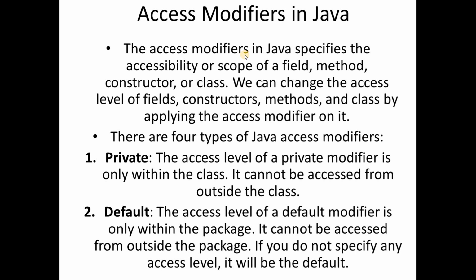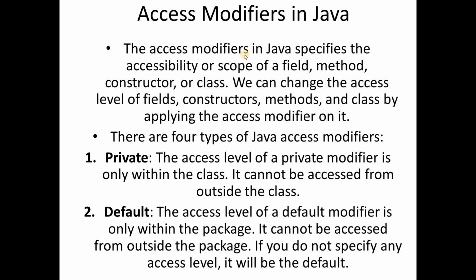We know Java is an object oriented language. It is based on classes and objects. So classes, constructors, methods, fields, all are accessible, and what specifies the accessibility or scope of the fields, methods, constructors, classes is known as access modifier or access specifier. In short, access modifier specifies the accessibility or scope of that particular field, method, constructor, and classes, etc.